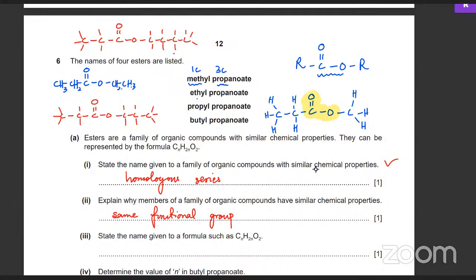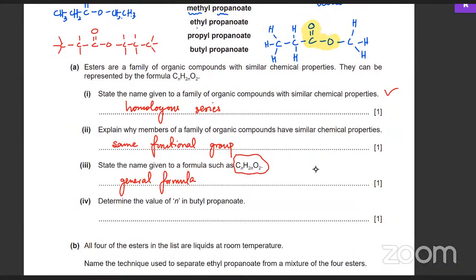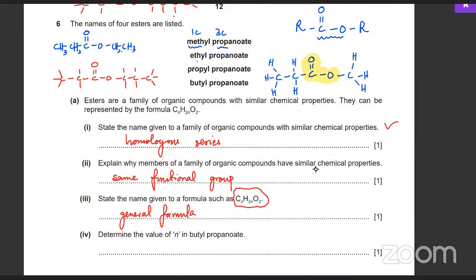State the name given to a formula such as CnH2nO2. What do you call this thing? The general formula. Okay, that's your general formula. These esters have this general formula. It's CnH2nO2. Determine the value of n for butyl propionate.